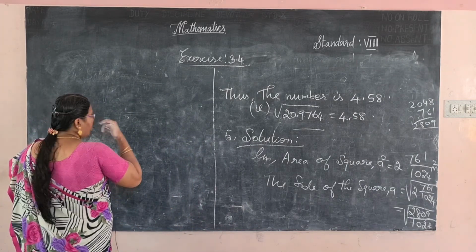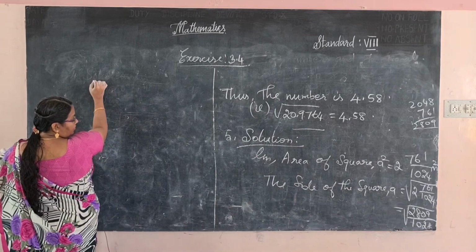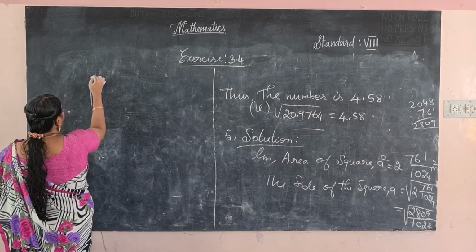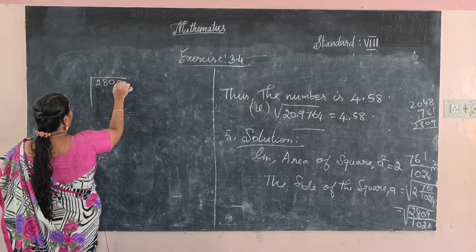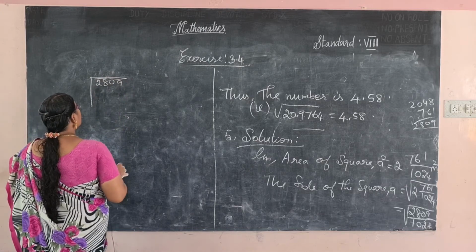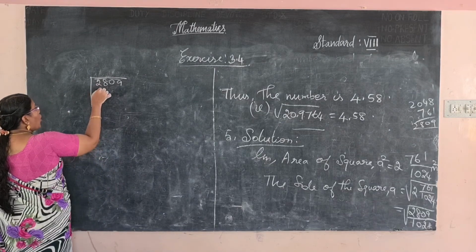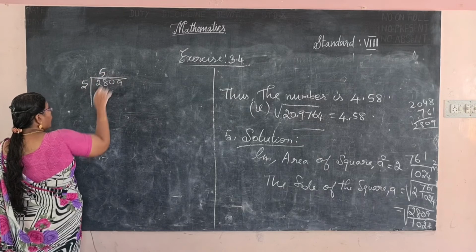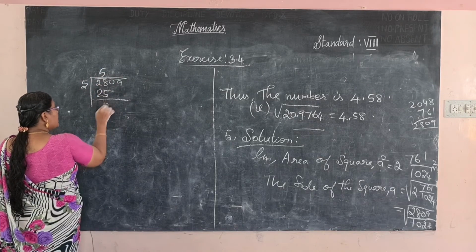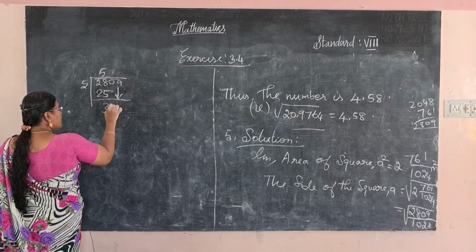So find the value of the numerator as usual using the long division method, 2809. Equally divide the digits in pairs. How many squares? 5 times, is it? 5 5s are 25. The remainder is 3. Bring down the next digit.